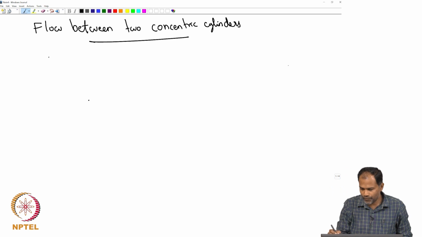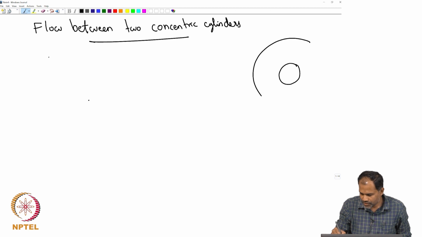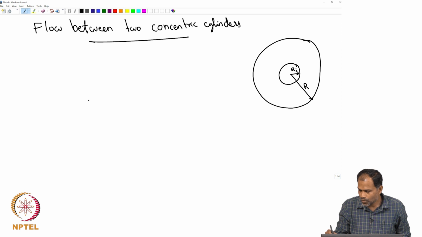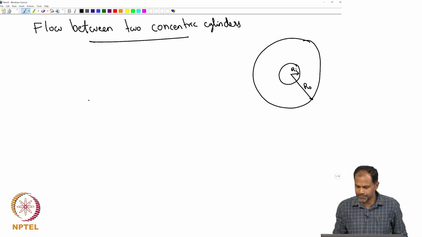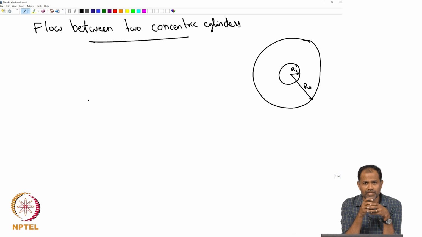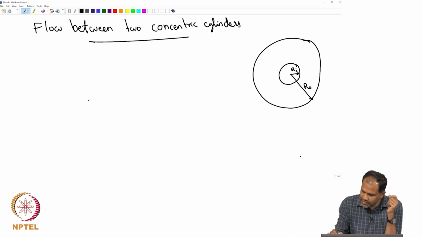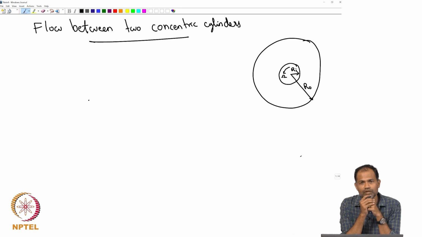I am giving the top view. So, let us say that is your inner cylinder and that is your outer cylinder, and let us say Ri is the radius of the inner cylinder and Ro be the radius of the outer cylinder, and the fluid is between the inner cylinder and the outer cylinder. And let us say that this inner cylinder is rotating. It is rotating with an angular velocity omega, and so you have a fluid now between two cylinders.